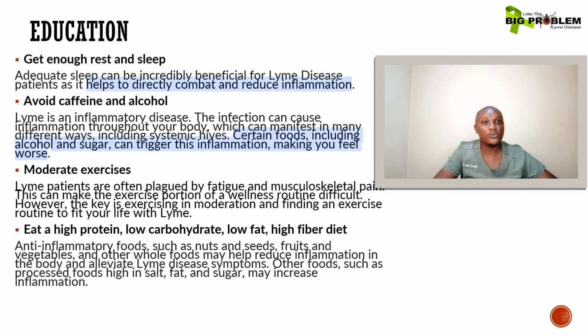The infection can cause inflammation throughout your body, which can manifest in different ways, including systemic hives. So certain foods, including alcohol and sugar, can trigger this inflammation and make you feel worse. So it's good to note that anything that can worsen the inflammation should be avoided.